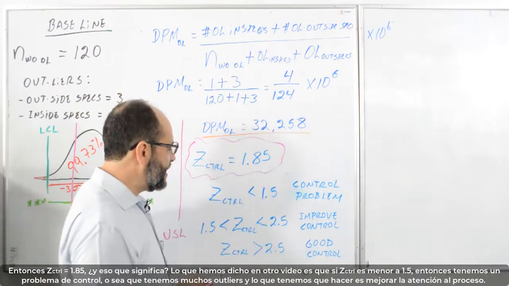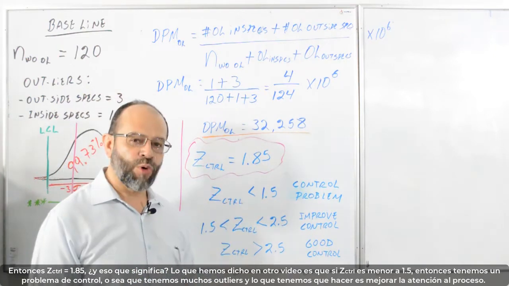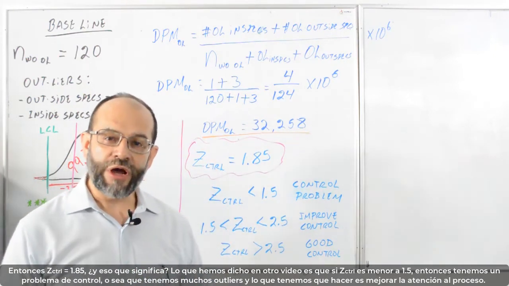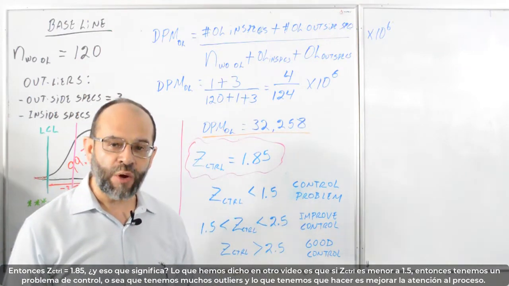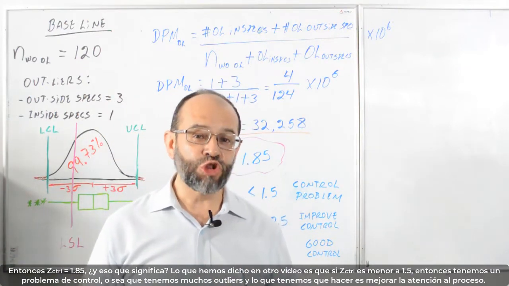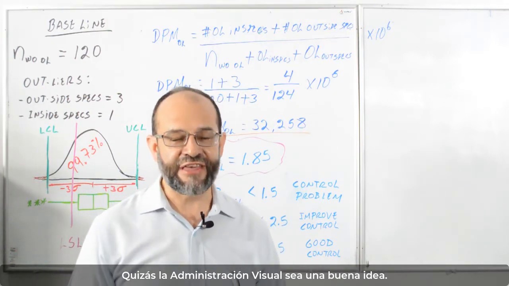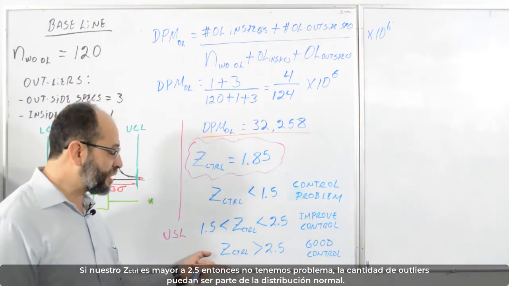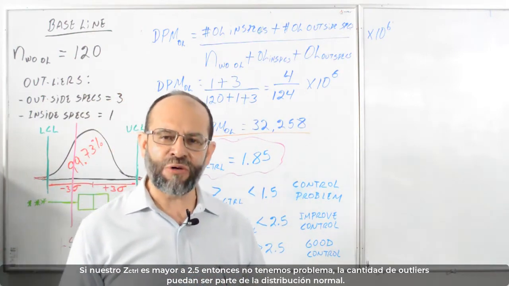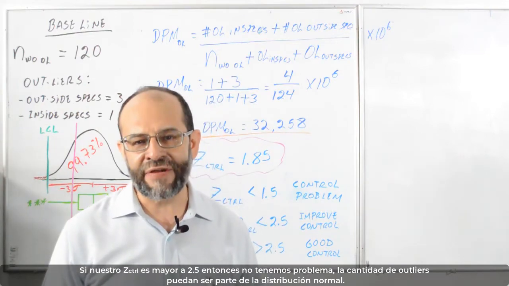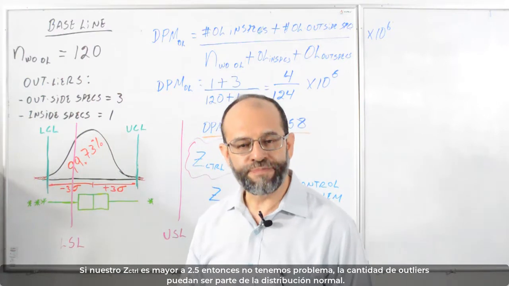What we have said in a previous video is that if Z control is smaller than 1.5, we are having a control problem. We are having many outliers, and we have to improve the attention to the process. Maybe visual management is a good idea. If our Z control is greater than 2.5, we don't have a problem. The amount of outliers that we are having can be part of the normal distribution.